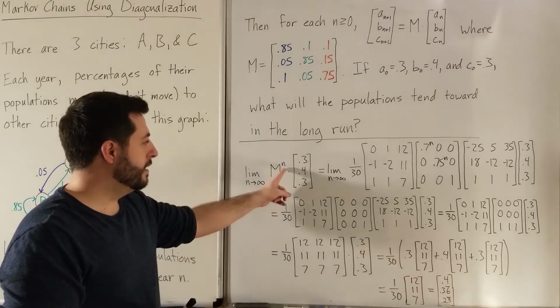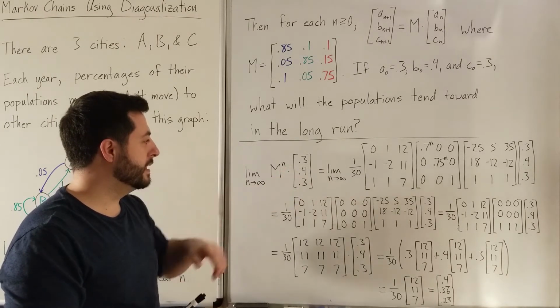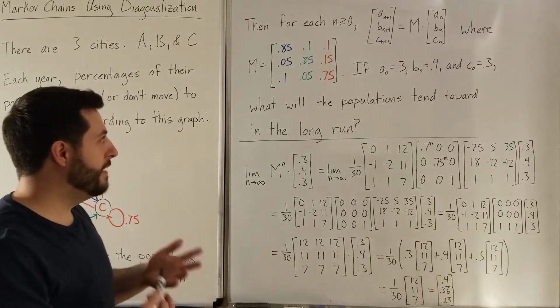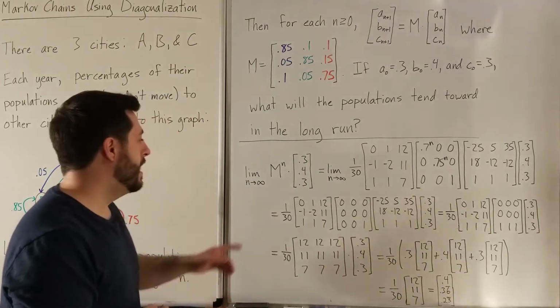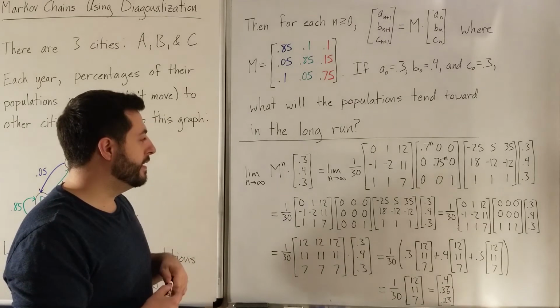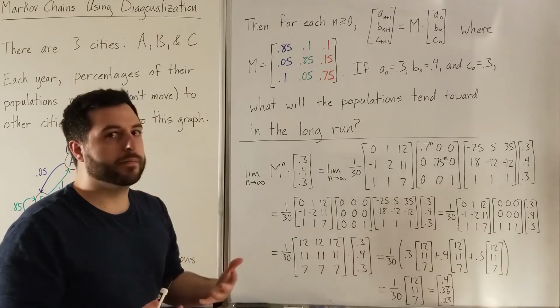So applying this Markov matrix n times to this is going to give us the values a sub n, b sub n, and c sub n. And if we want to take a limit as n goes to infinity of that, that's going to be the long-term behavior.